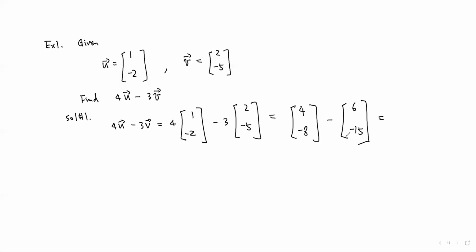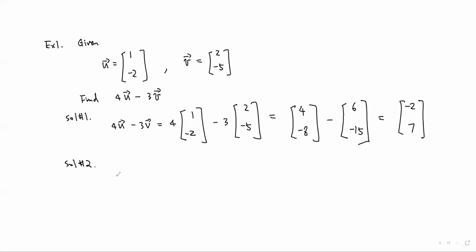Then a vector minus a vector is a vector by minus the corresponding entries. 4 minus 6 is -2, -8 minus -15 is +7. Yeah, this is the answer to the question. Solution 1.